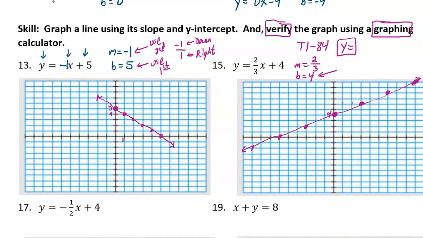Now to verify this on the graphing calculator, you bring up your TI-84 calculator, push the y equals key, and type in 2/3 x plus 4, and then push the graph button.